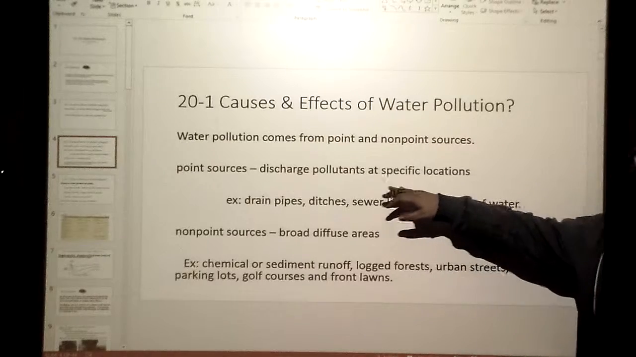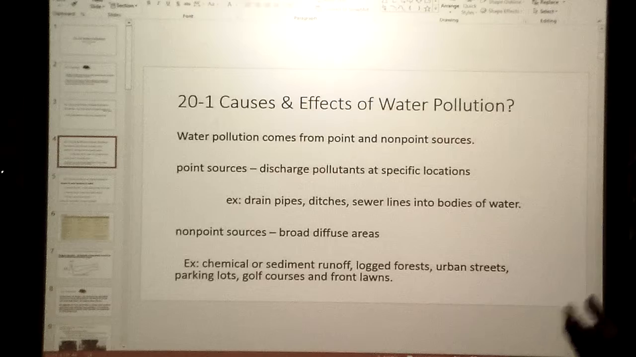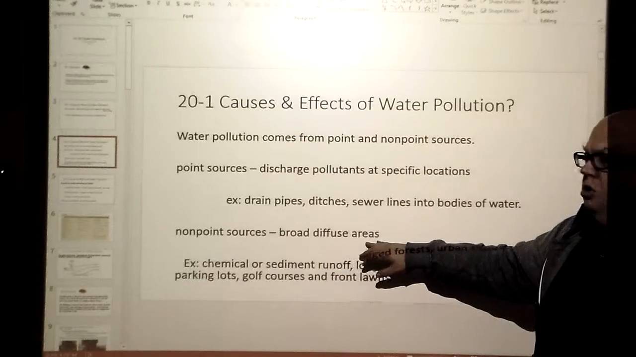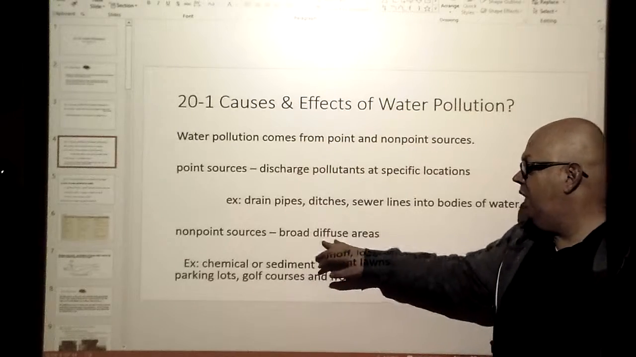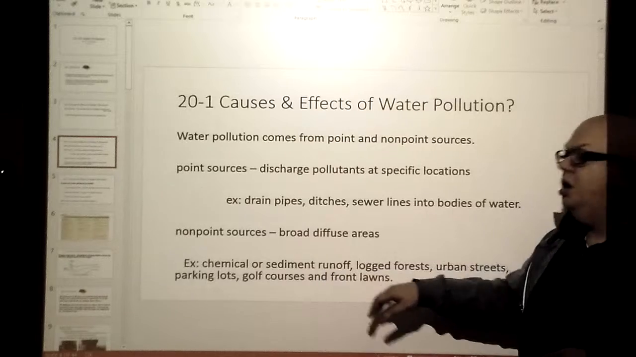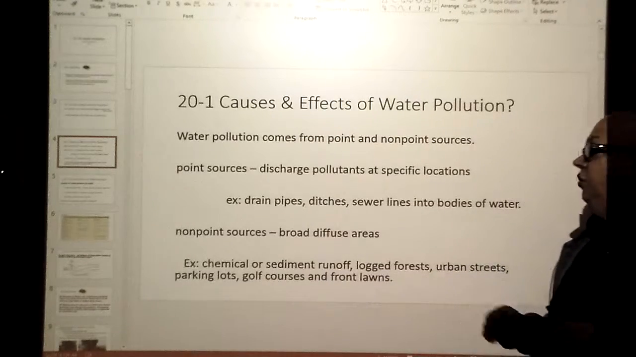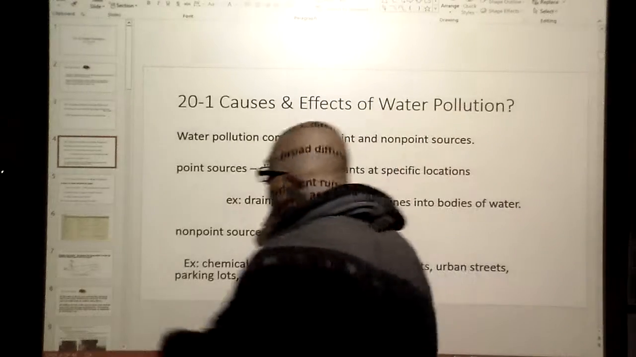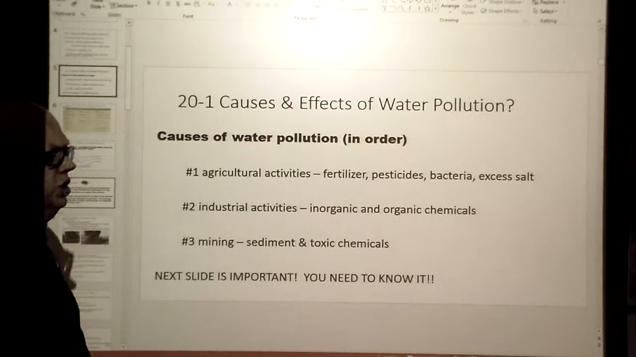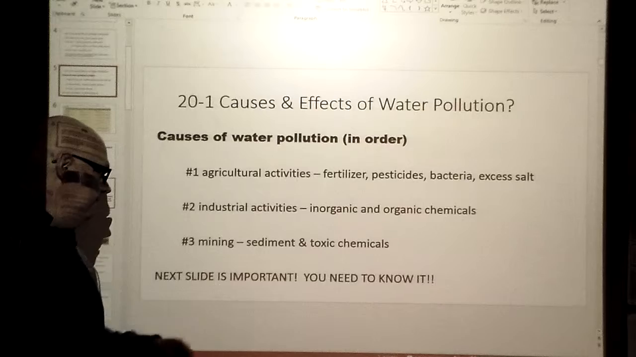Point sources discharge pollutants at specific locations, like drainage pipes and sewer lines into bodies of water. Non-point sources are harder to spot because they're broad, diffuse areas. So a chemical or sediment runoff, logged forests, urban streets, parking lots, golf courses, and front lawns. Those are all examples of that. When we look at the causes of water pollution, in order: agricultural activities, industrial activities, mining.